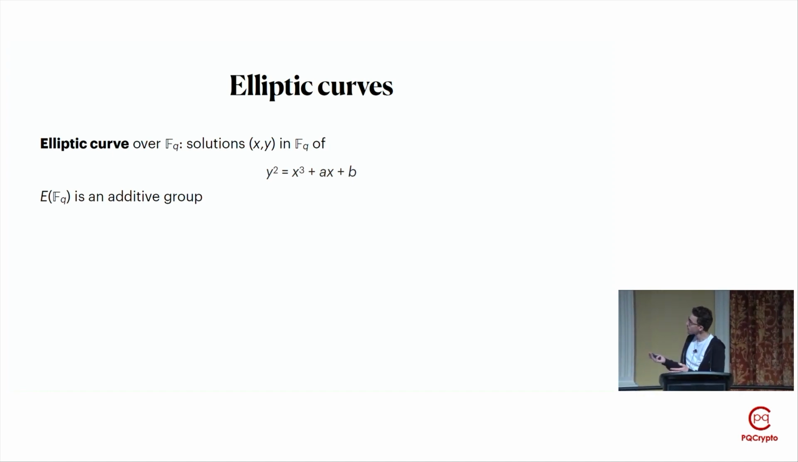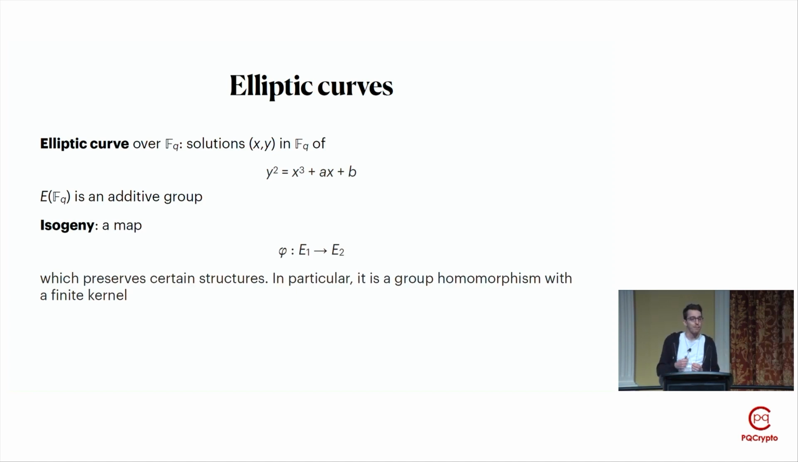So we're working with elliptic curves over a finite field. Here my finite field is Fq, and an elliptic curve is the set of solutions of an equation of that form, y squared is x cubed plus ax plus b. And they've been a very useful object, mostly due to the fact that they define an abelian group, which is typically written additively. Now, isogenies are simply maps between elliptic curves.